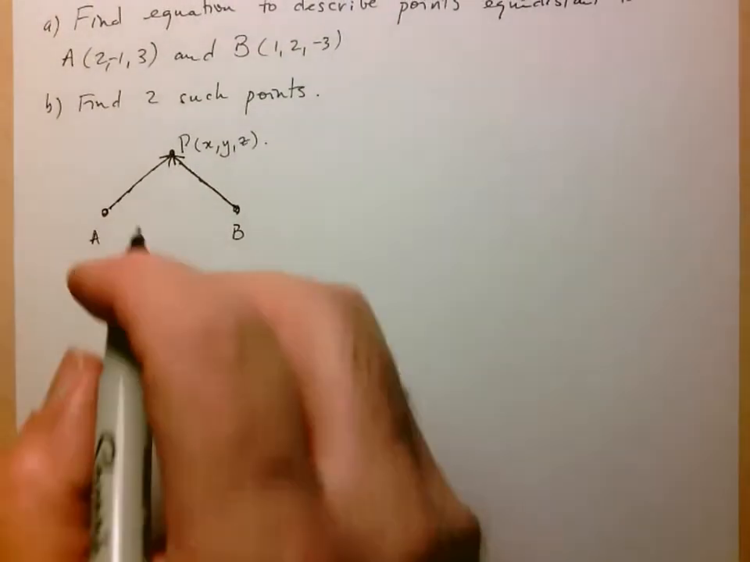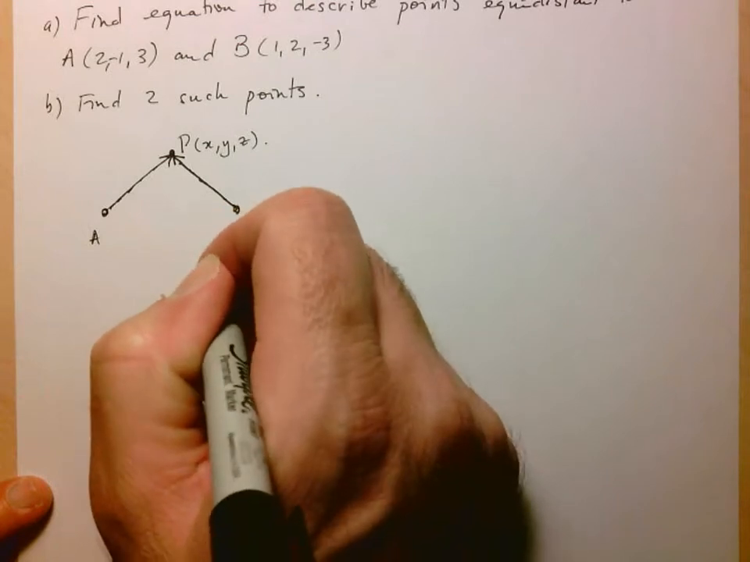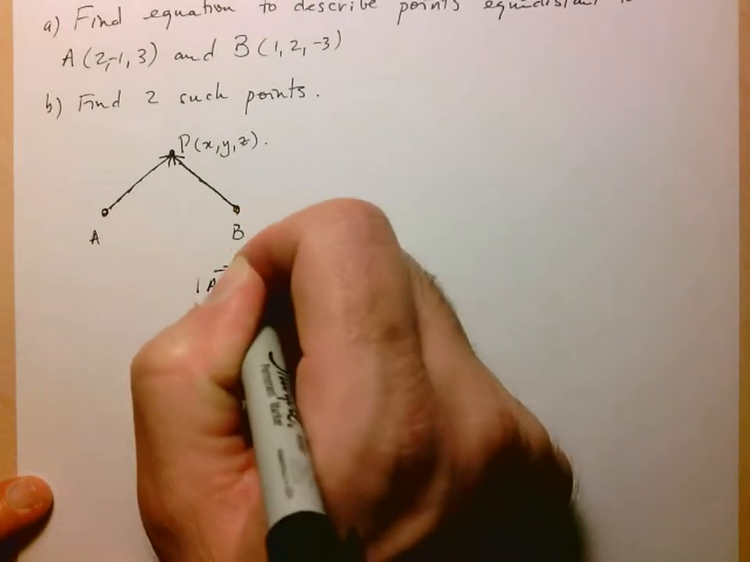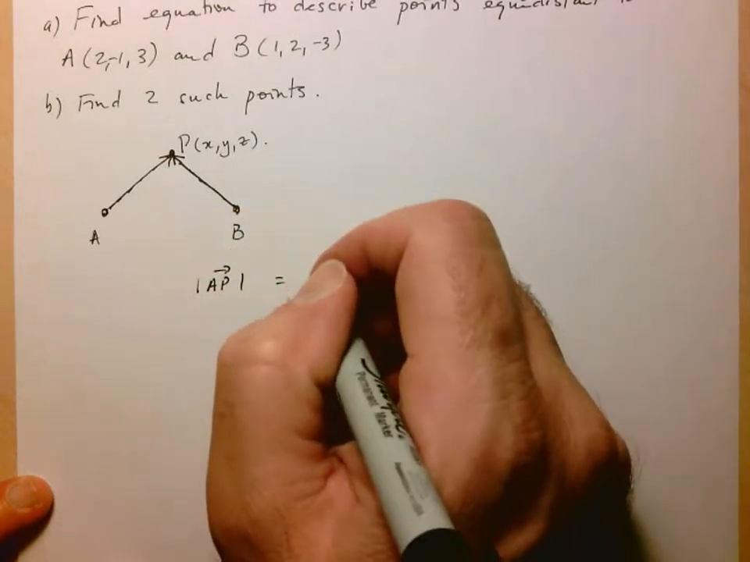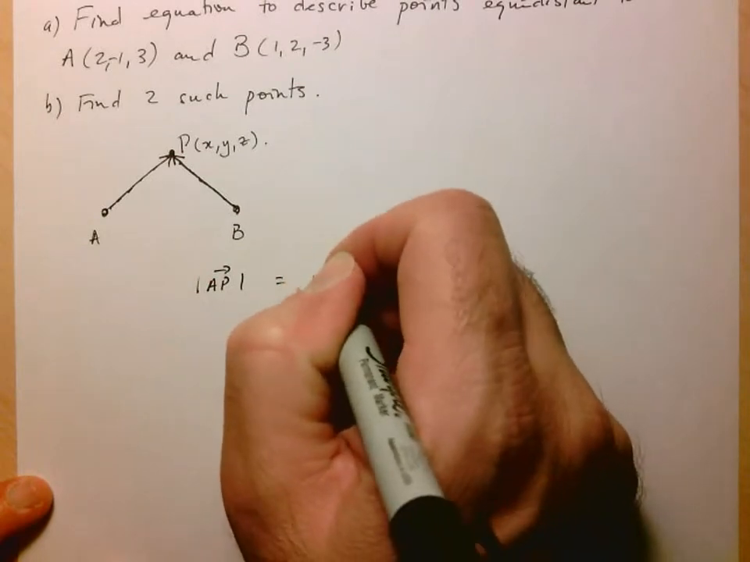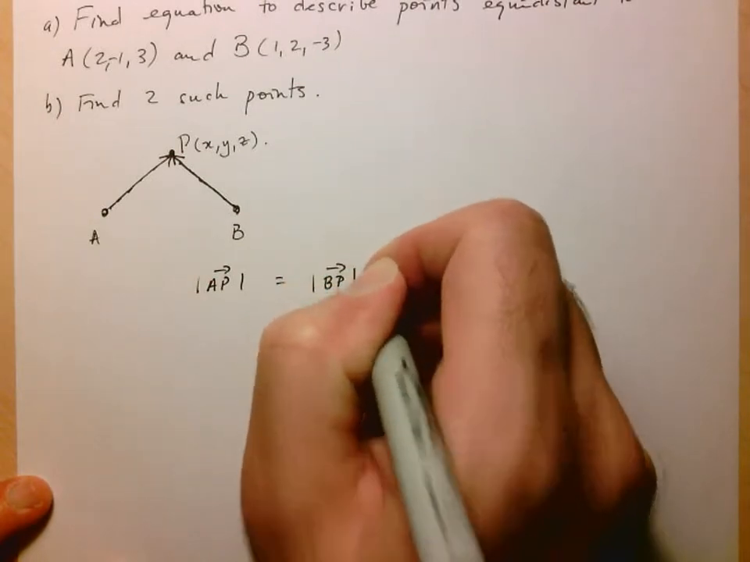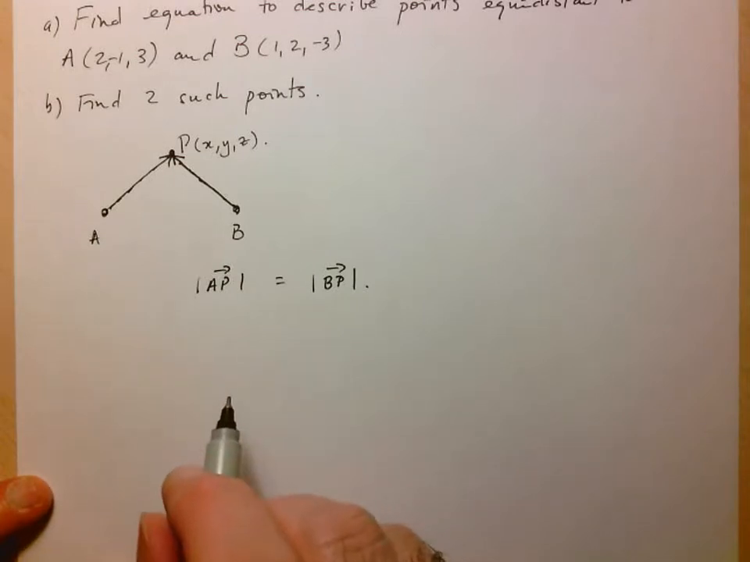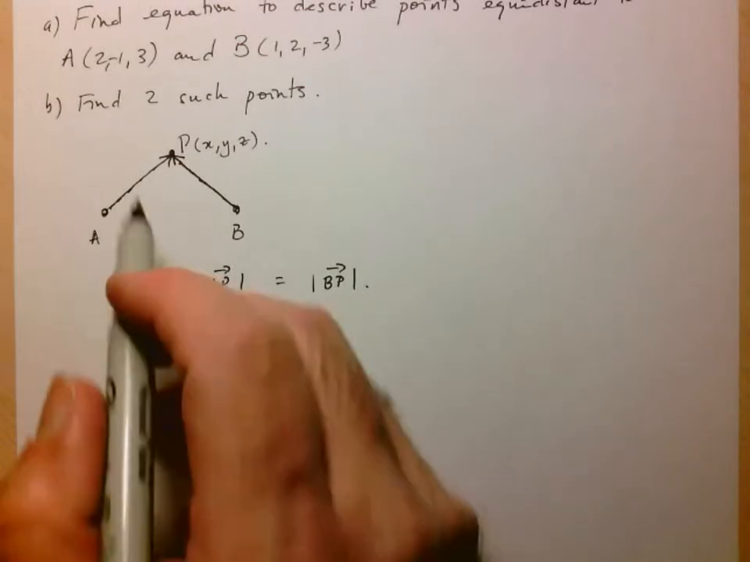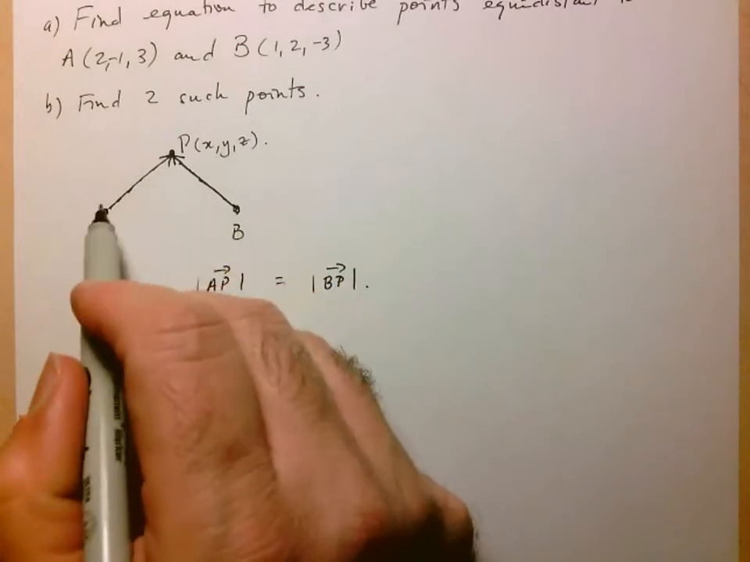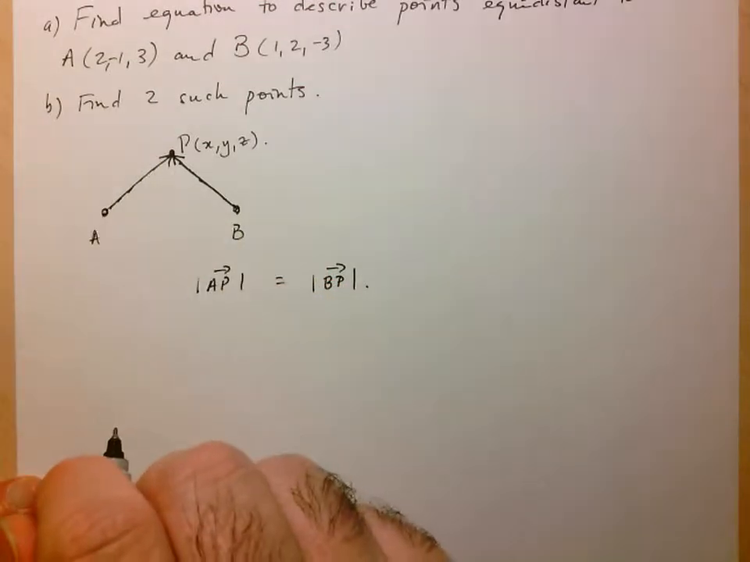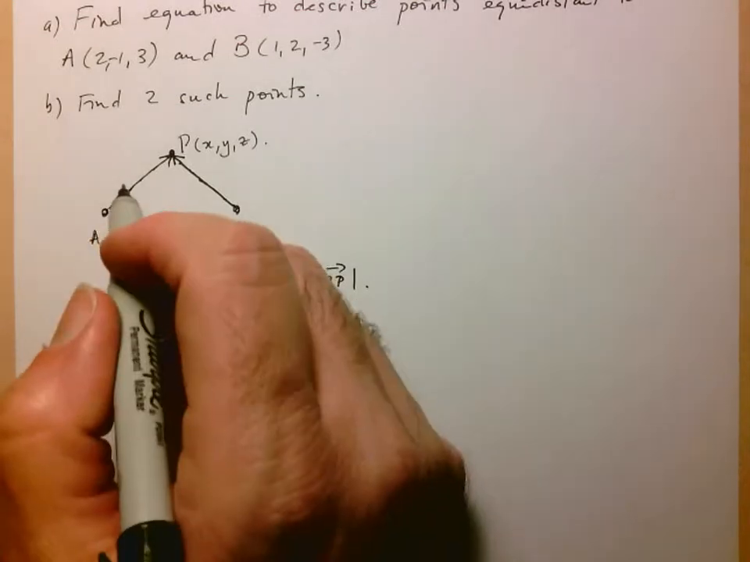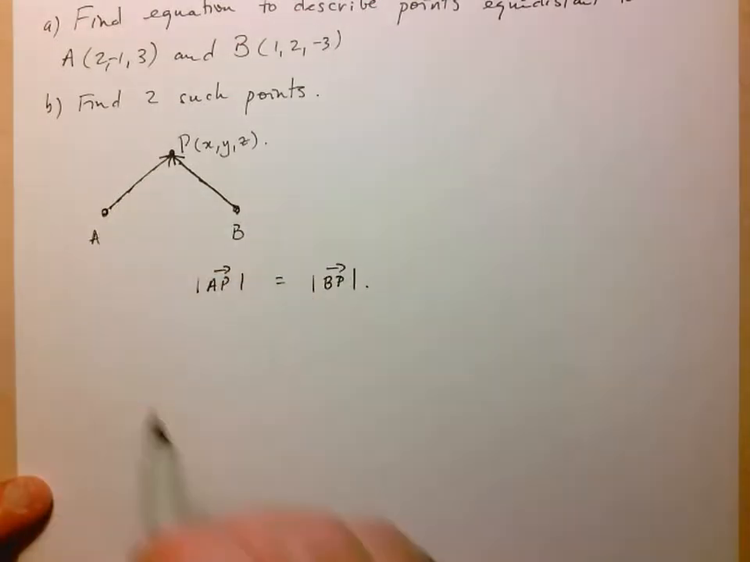So this means that the magnitude of AP needs to be equal to the magnitude of BP. This is where the vectors part of this problem comes into play: recognizing that I can find such a point which is equidistant to both A and B by using the magnitude of the vector formed when I join these points.